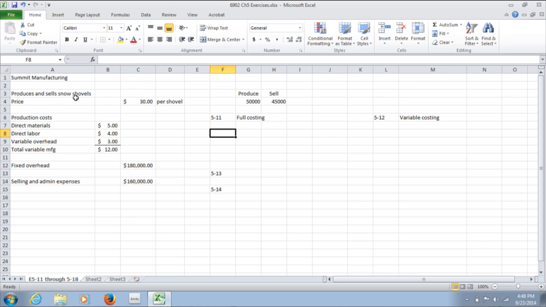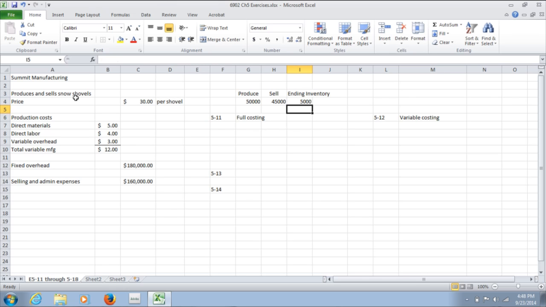So Summit Manufacturing produced 50,000 units during the year in all of these problems and sold 45,000. So that means the difference of 5,000 is what will be remaining in ending inventory. Now you want to be careful here because that's actually the increase in ending inventory from beginning of the year to end of the year. But since we weren't given any beginning balance in inventory, we're treating this as the increase in inventory. So you want to be careful, again, regarding that.